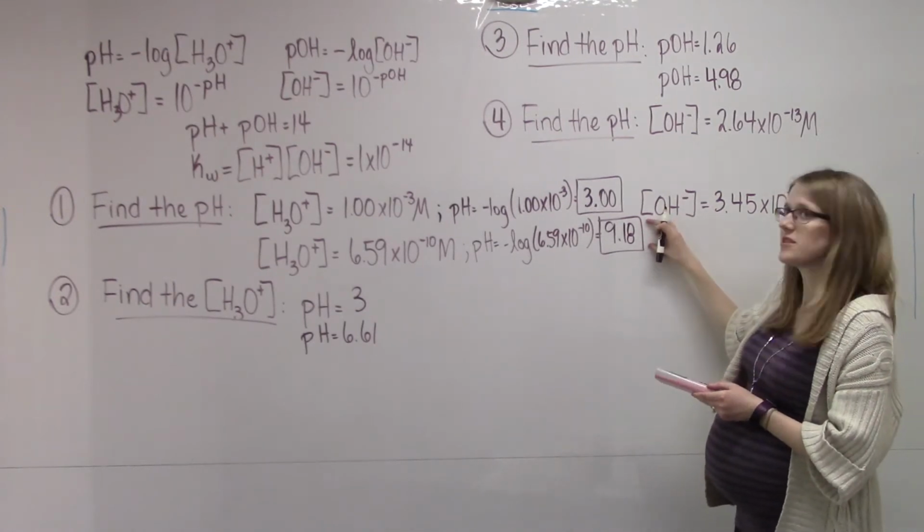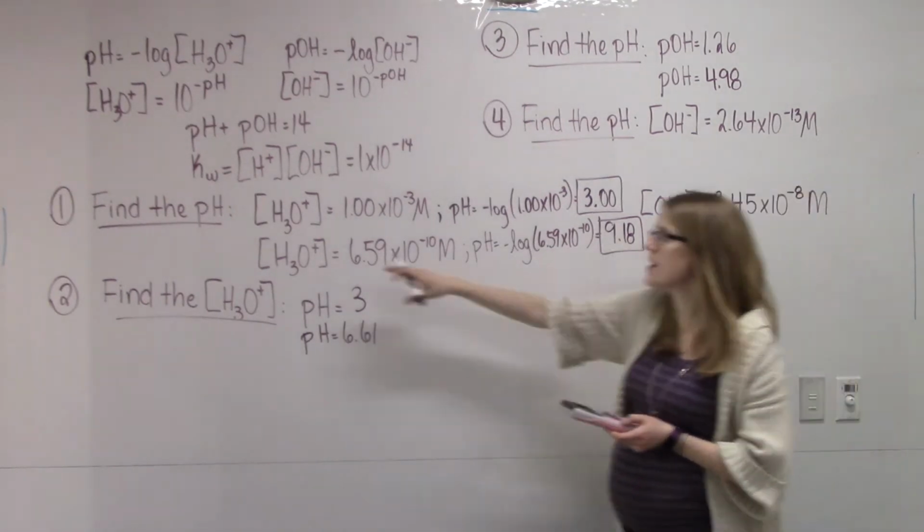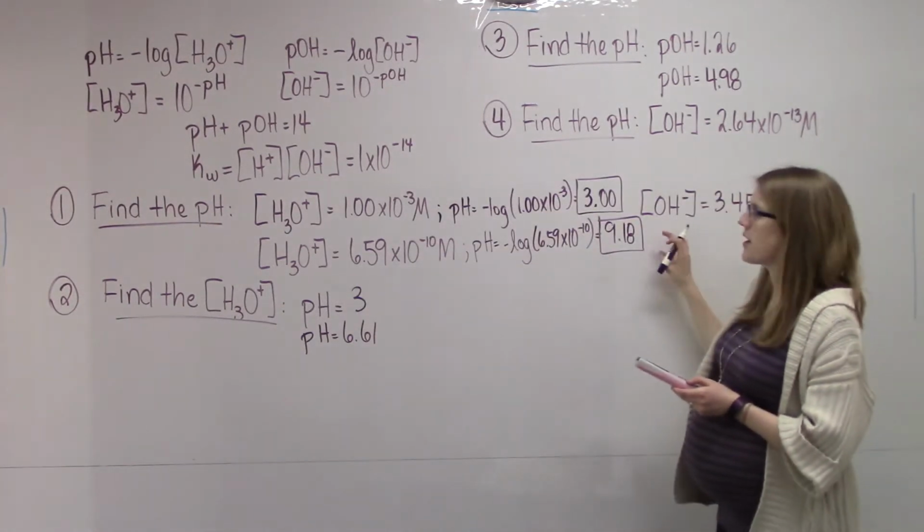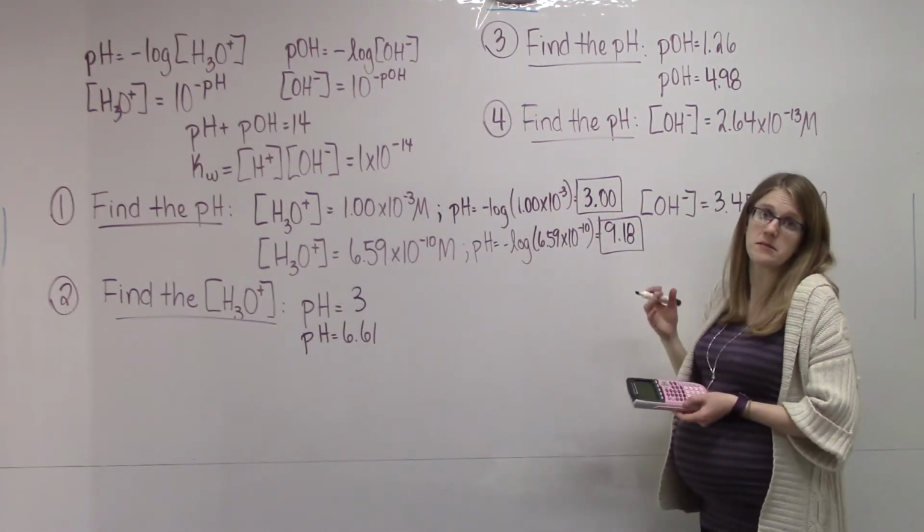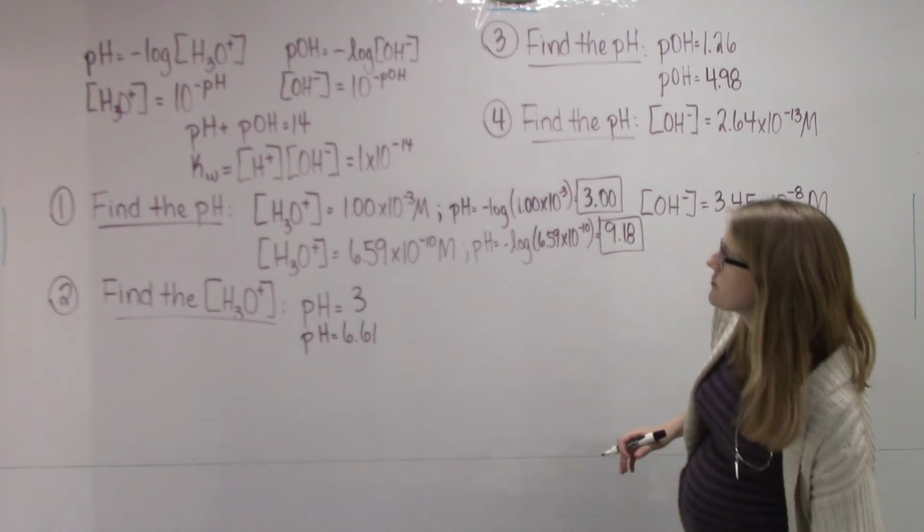Let's look at this number. You see how it's above 7? The pH is above 7. That means that this solution is actually a base. Okay, let's move on to the next one.